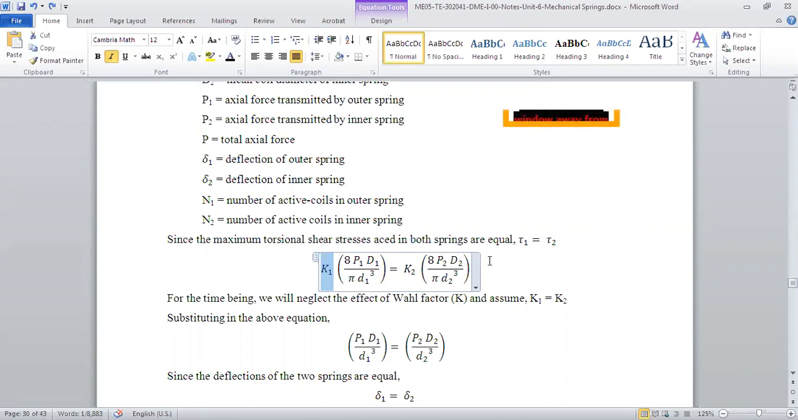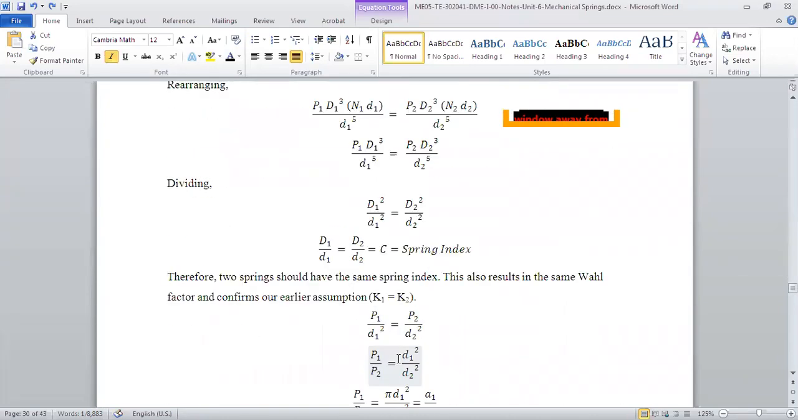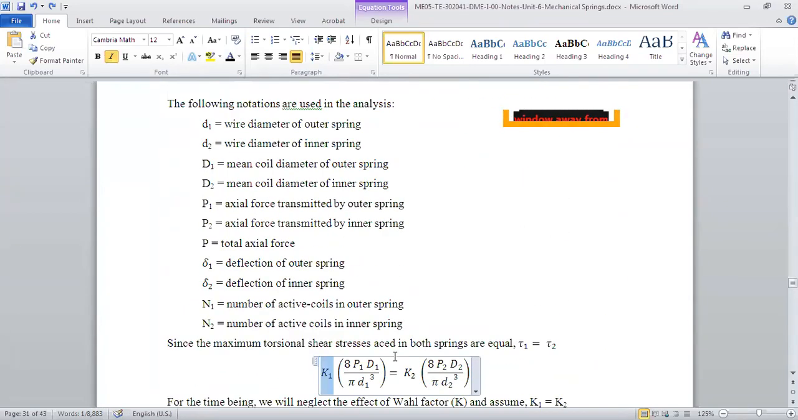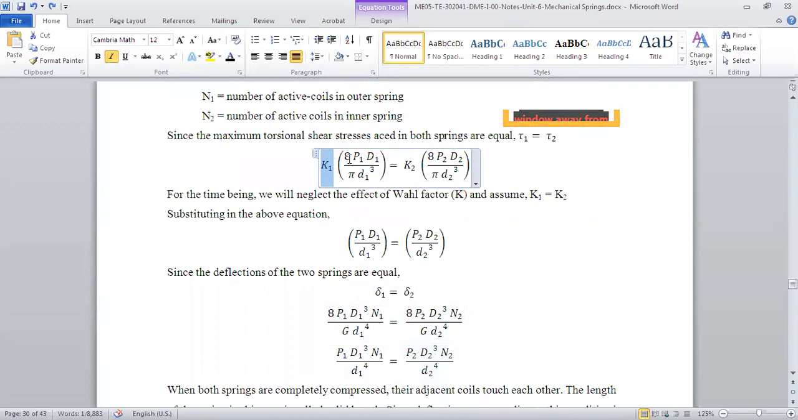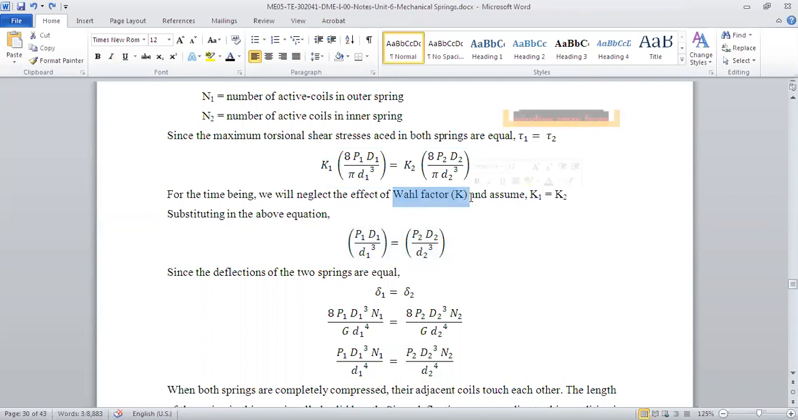Now here we will assume that the Wahl factor is the same. The Wahl factor is given by the formula (4C minus 1) upon (4C minus 4) plus 0.615 upon C. We will assume that the Wahl factor is the same for both springs, and later we will also prove that it is the same. But here let's assume that it is the same.